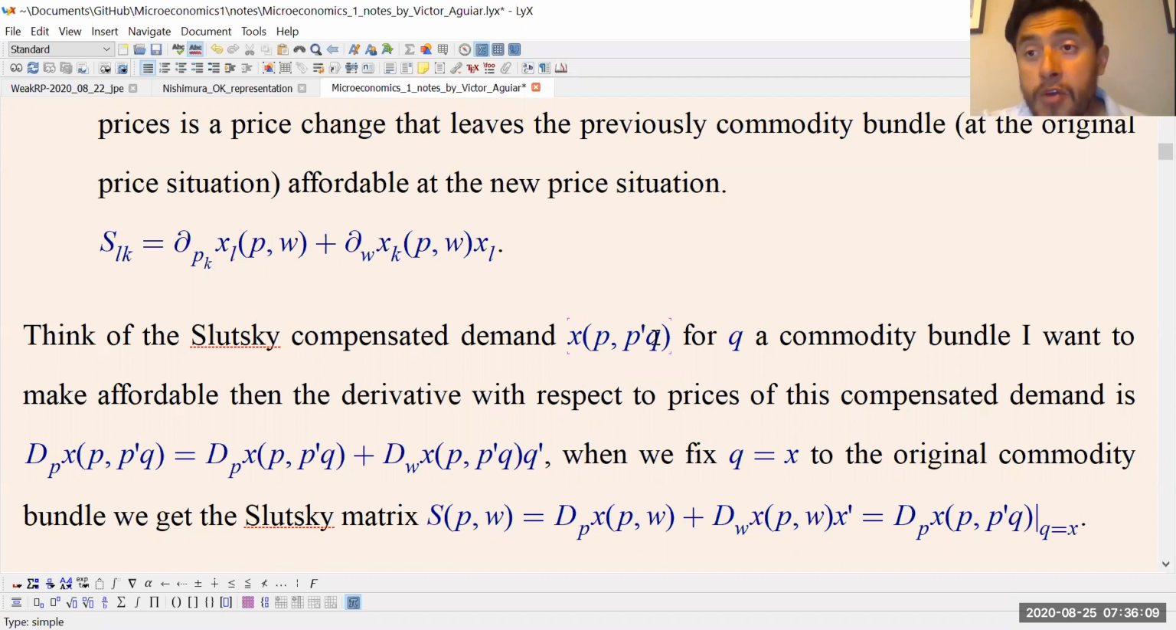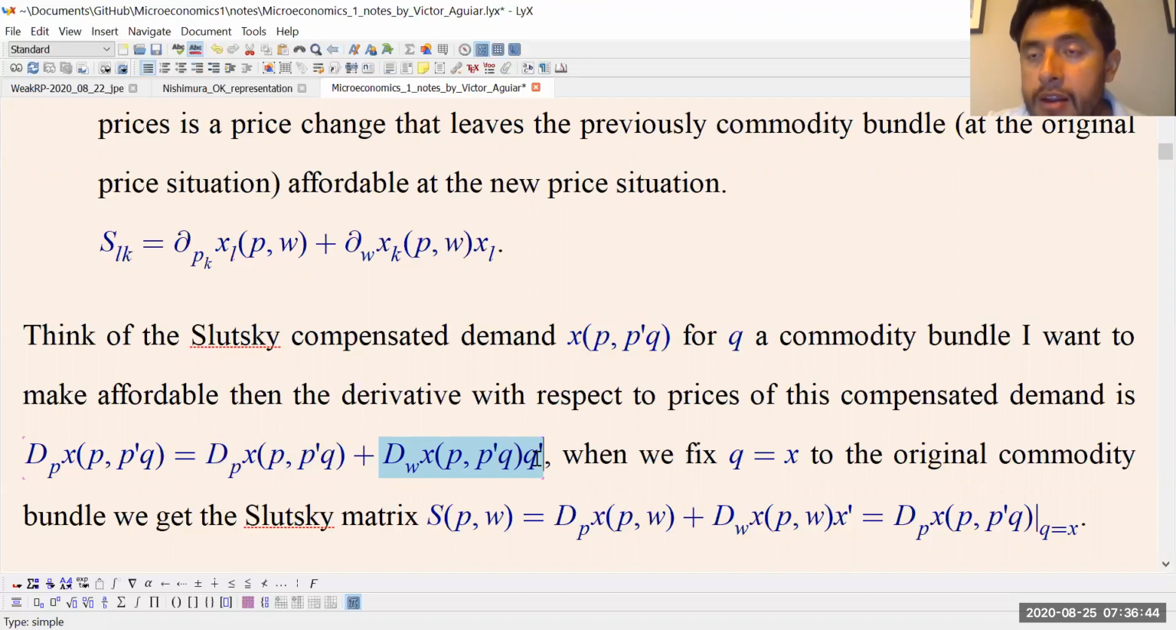Now, if I differentiate this compensated demand function with respect to prices, I can use the chain rule. These are, of course, matrix derivatives, so it's not as trivial, but you can do it entry by entry, and you will get a conclusion: the matrix of derivatives of this compensated Slutsky demand is equal to the substitution matrix. This is the first argument part. And then because of the chain rule, this is the second argument derivative. So it's income effects multiplied by Q transpose.